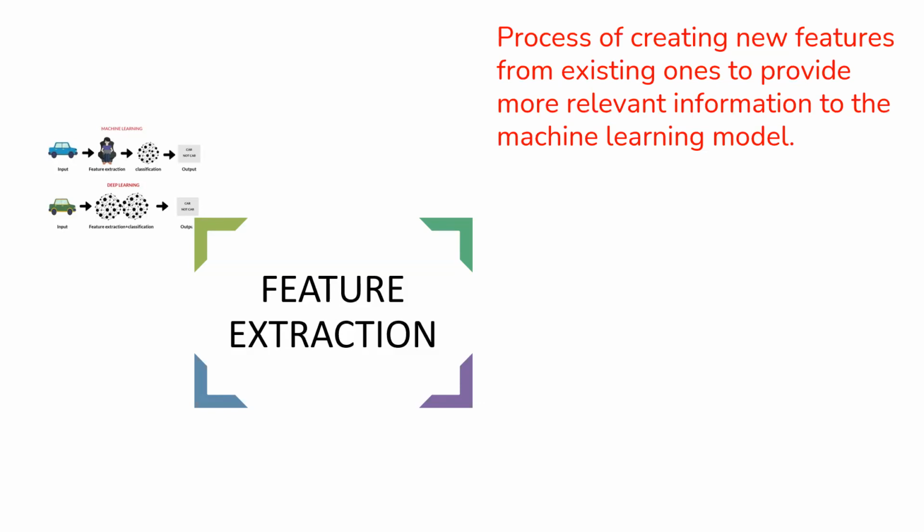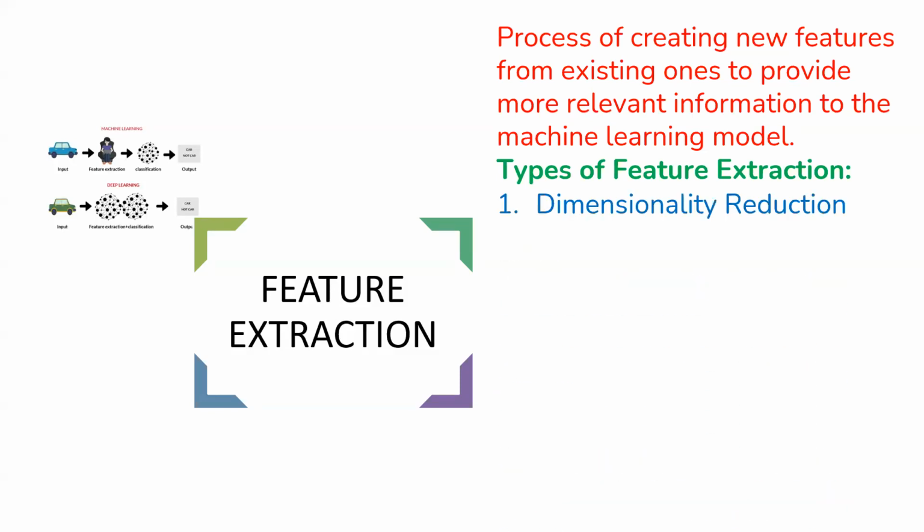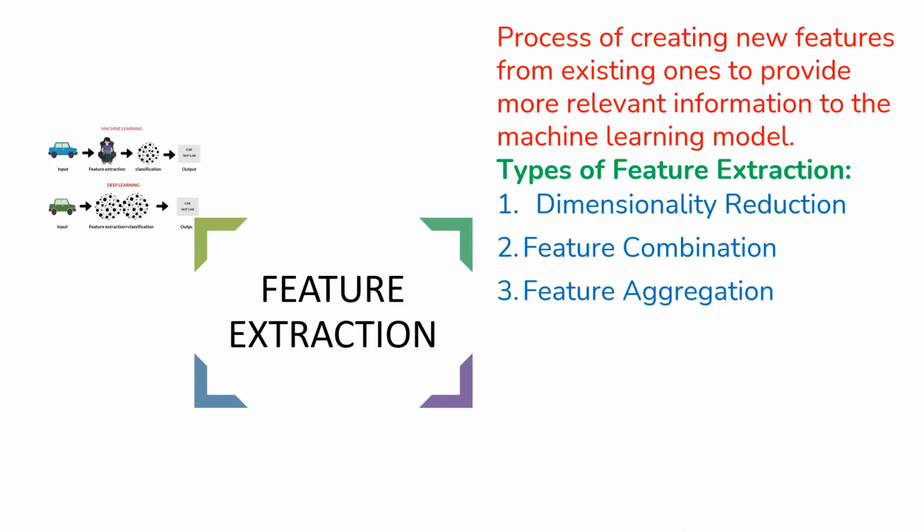So how do we do this? This is done by transforming, combining, or aggregating existing features. We need to create new features from existing ones. So how do we do that? We can either use transformation, or we can combine the features, or we can aggregate the features. Now coming to the different types of feature extraction. They are dimensionality reduction, feature combination, feature aggregation, and feature transformation. These are the four types of feature extraction.